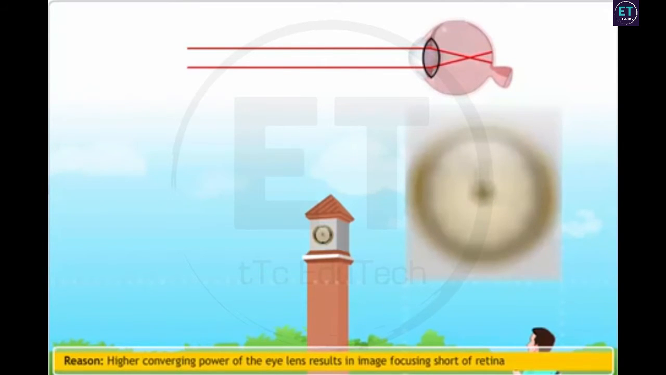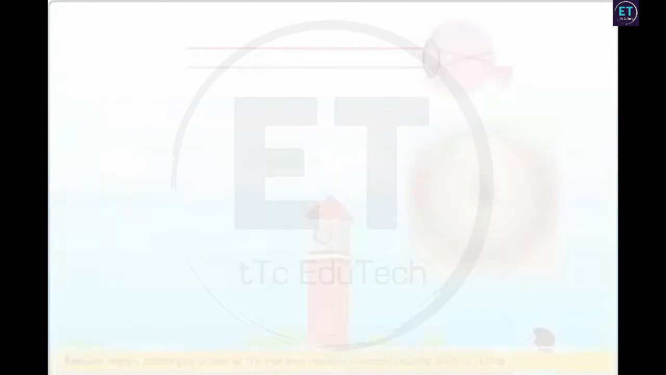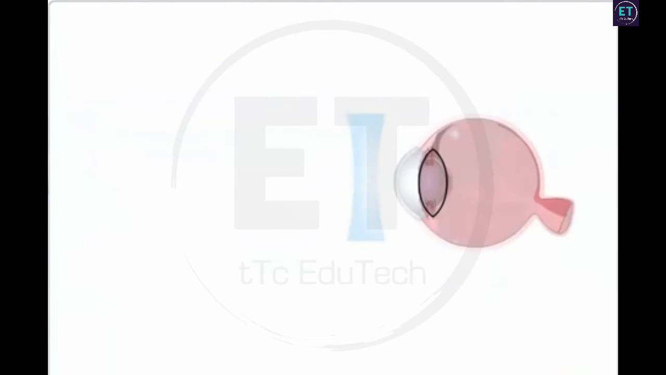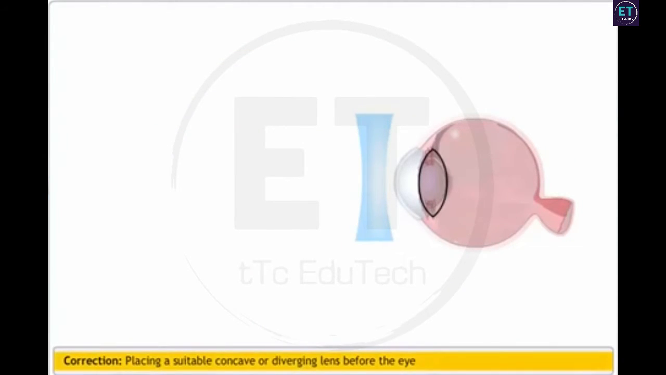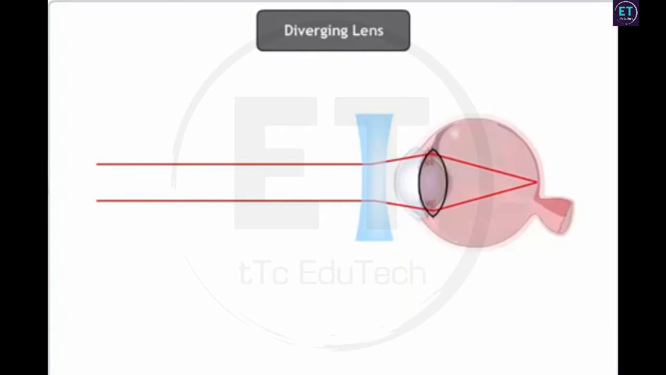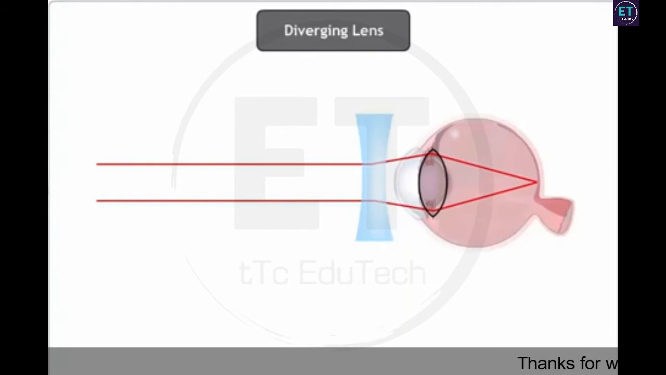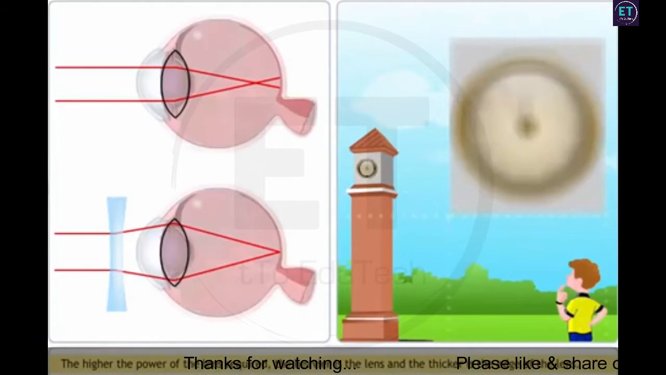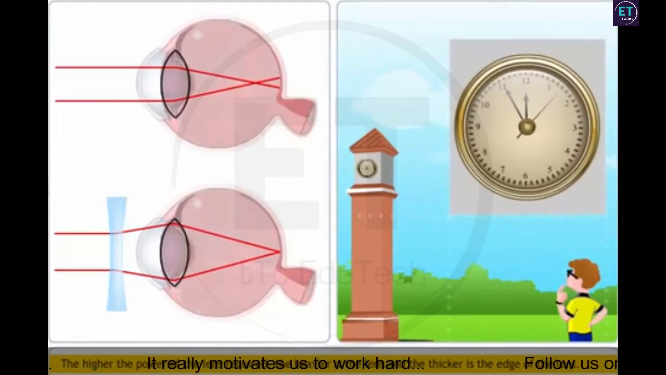So, how can you correct myopia? Myopia can be corrected by placing a suitable concave lens in the line of sight. When this is done, the parallel beam of light reflected from a distant object is first diverged by the concave lens, and then converged by the eye lens to focus on the surface of the retina. The higher the power of the lens required, the heavier is the lens, and the thicker is the edge of the lens.